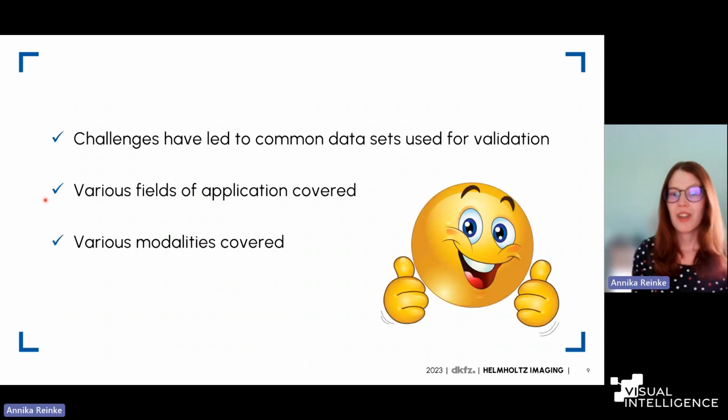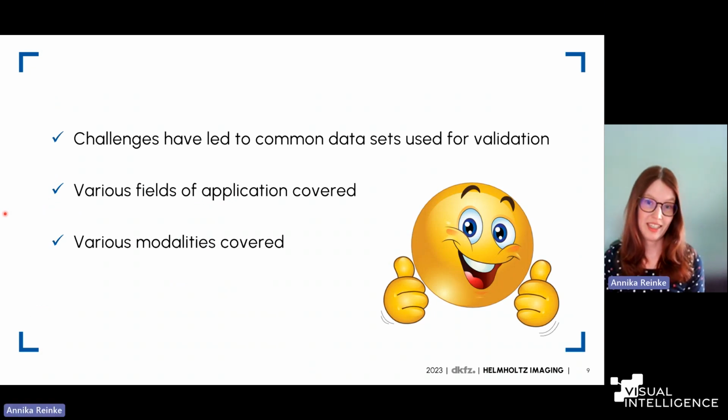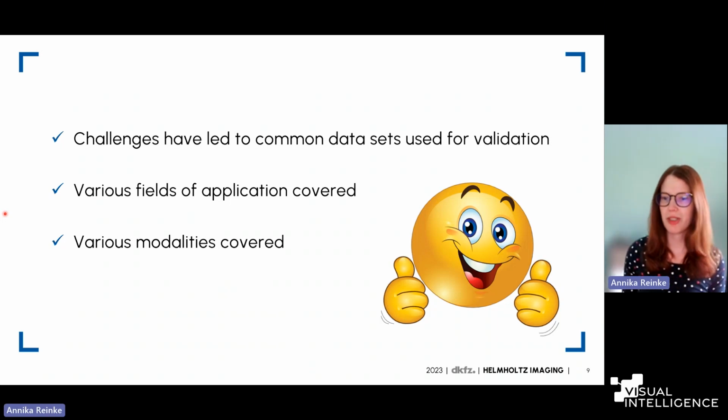And also they have led to common data sets that can be used for validation, which is of course very important. We always search for new data sets. You will find a challenge for everything that you may imagine. So different fields of applications, modalities. So it's really an important tool.